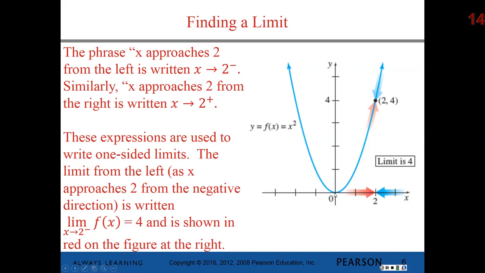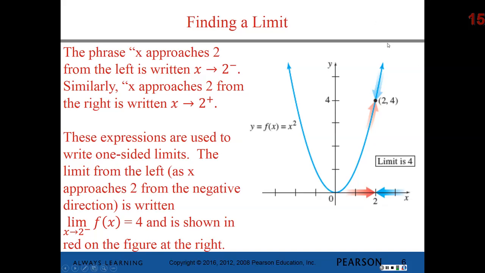if you come from 0 and you slide along this graph of the function, you see that as x approaches 2, your y values, your f of x values, increase, and when you get really, really close to 2, the function values get really, really close to 4. Okay?